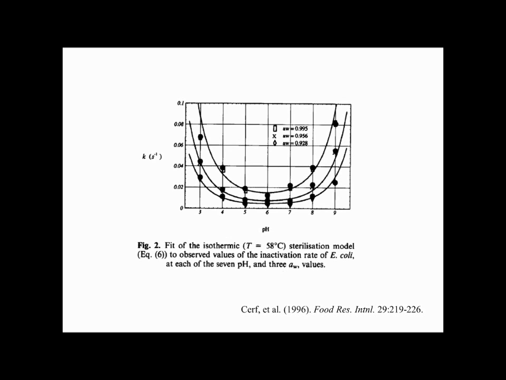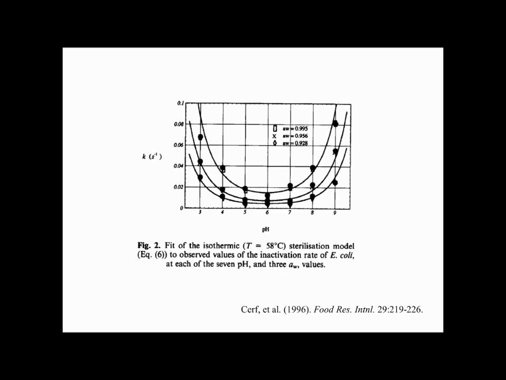So this is Surf's group. This is looking at the speed of killing on the left-hand side and the pH. And you'll notice as you go to low pHs, the speed of killing increases dramatically, 10 times. And if you go to high pH, it also kills much faster. And this is based on E. coli. And this is based on 58, so we'll say 60 Celsius.